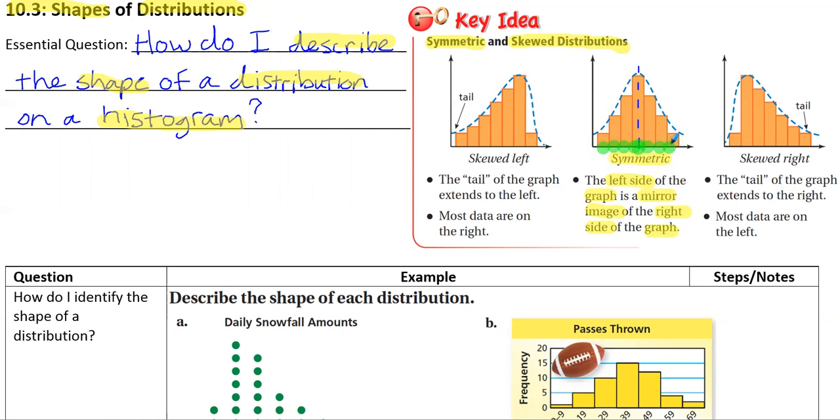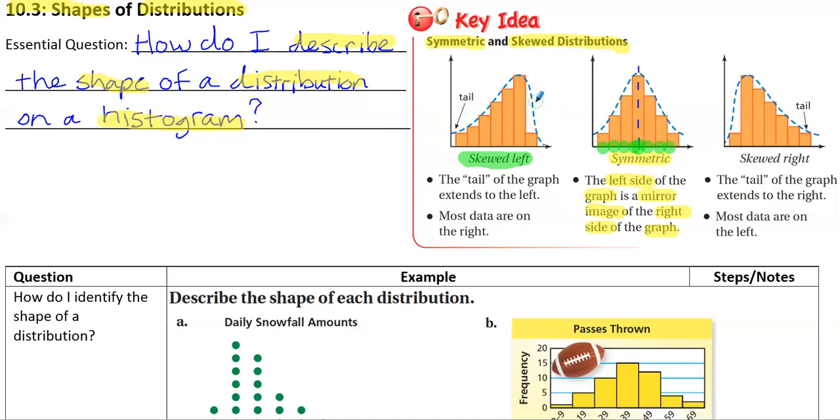But what about these shapes? You can see that this is not symmetrical. Could I draw a line right down the middle, and would the left side be a reflection of the right side? No, because if you look at these data, they're way lower than this, except for this one. So this is something that's different. In fact, this is called skewed left. If you were asked what is the shape of this distribution, you would say skewed left.